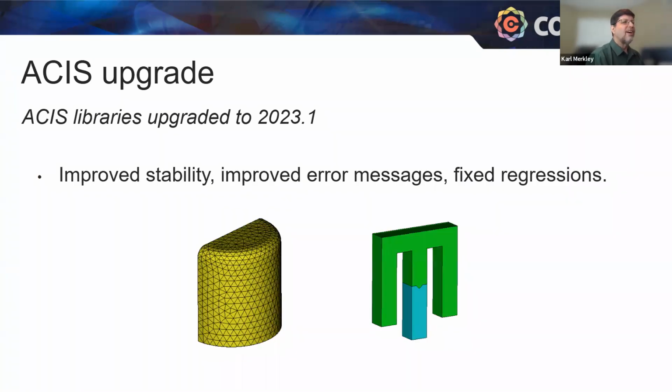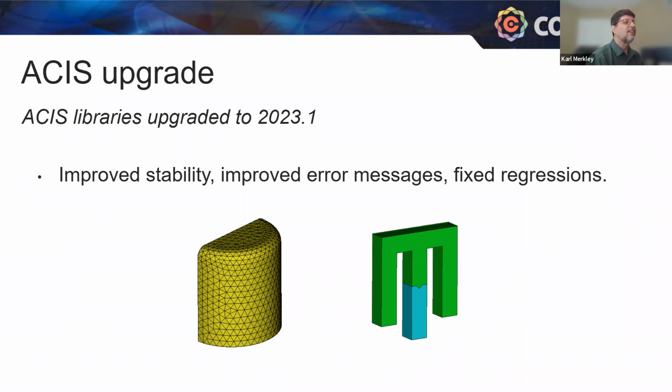There's also been some improved stability. ACIS improved some of the error messages. We also fixed some of the regressions. One of the things we noticed with the previous version is in this model on the left, there's some composite surfaces and the parameterization of those surfaces was just wrong. So I didn't get a decent mesh because the surface parameterization was wrong.